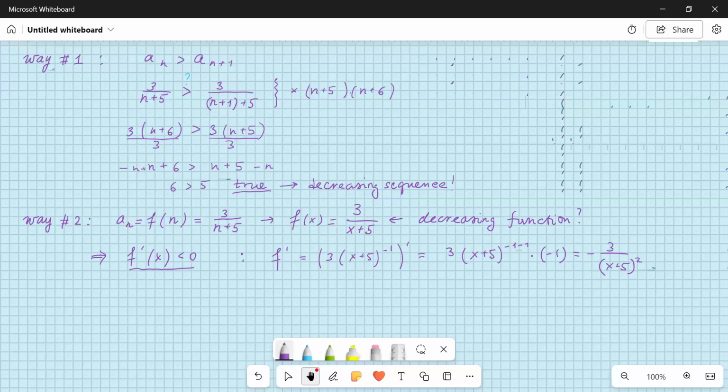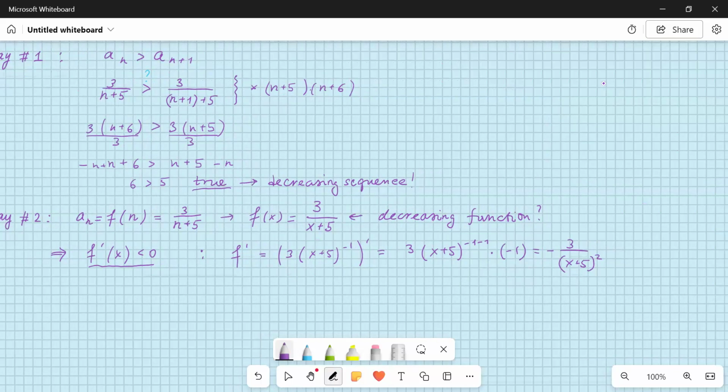Well, are we sure that this number is less than 0? Yeah, because this number is a square, it is greater than 0. 3 is greater than 0. And the extra minus is going to ensure that it's less than 0. And why am I writing down 1? No reason, absolutely. Looks like my hands are working by themselves. Less than 0. So the function is decreasing, then the sequence is decreasing too.